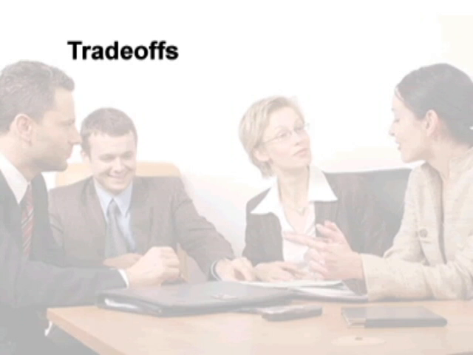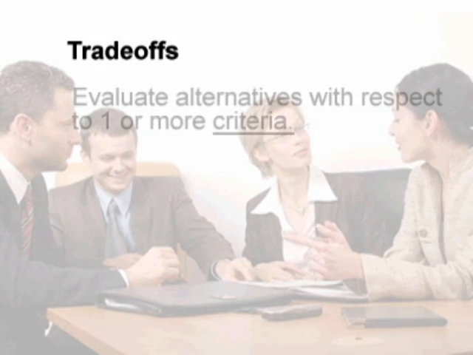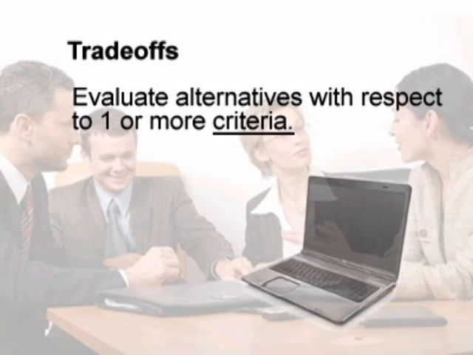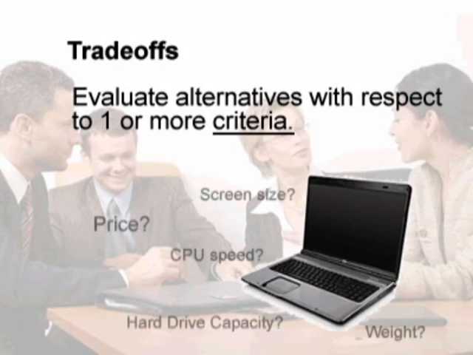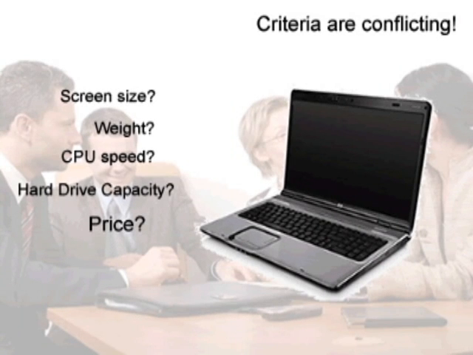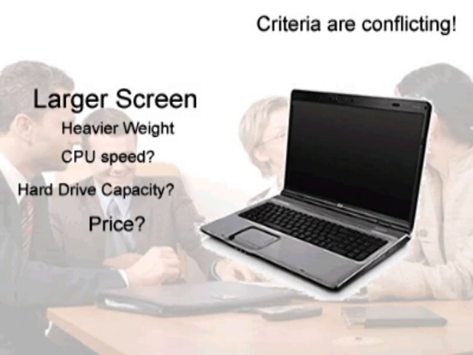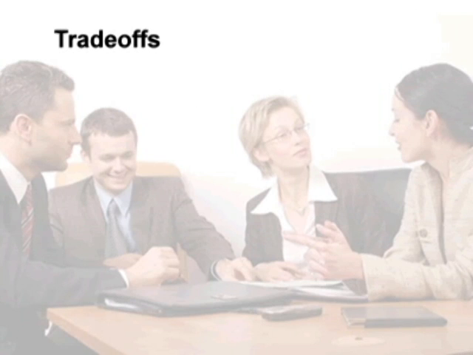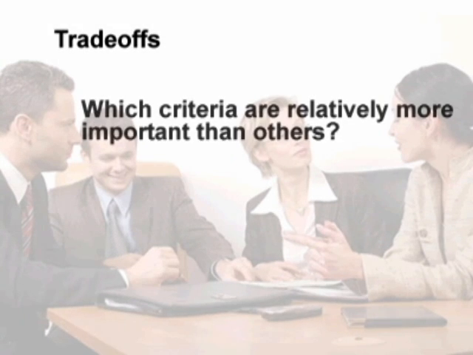In particular, the Auguri solution implements trade-offs. When we search, select, or make a decision, we evaluate alternatives with respect to one or more criteria. For example, if I'm buying a laptop, I may care about CPU speed, weight, screen size, price, and hard drive capacity. The reality, however, is that many of these criteria are conflicting. If I want a large screen size, it'll probably make the laptop heavier. If I want a fast laptop with a big hard drive, I might have to pay more. In situations where we can't have everything, there's a need to trade off between various criteria. That is, define which criteria are relatively more important than others.